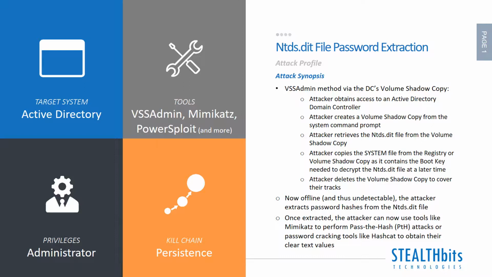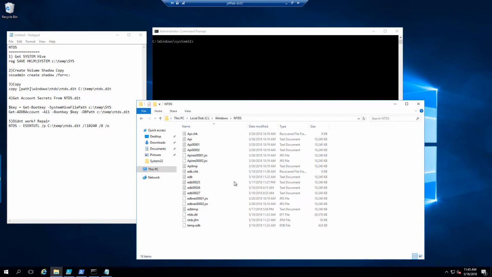If you're able to compromise this file, you can extract all of the password hashes from all of the accounts in Active Directory. You do need privileged access to get to this, but once you have this file, you have access to every account in the domain. So let's take a look at how an attacker could compromise this file.